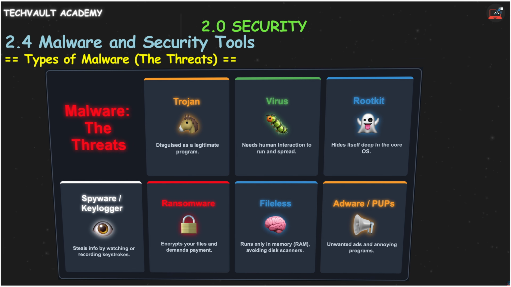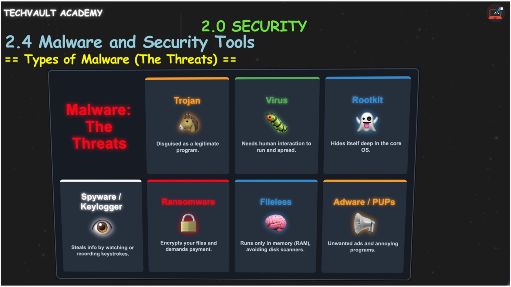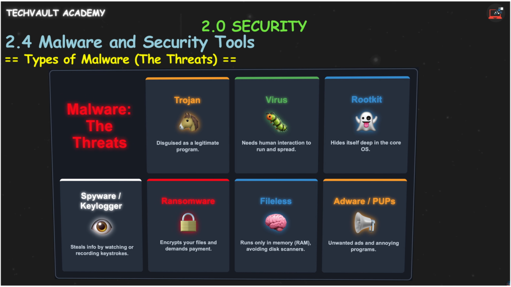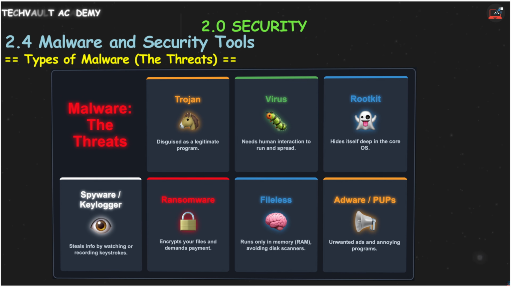Spyware is a digital private eye that watches your activity. A specialized form of this is a keylogger, which records every single keystroke you make: passwords, messages, everything. Ransomware is digital extortion. It encrypts all your personal files and demands a ransom payment for the key. A boot sector virus is malware that loads before your operating system even starts. A crypto miner secretly steals your CPU cycles to mine cryptocurrency for an attacker.